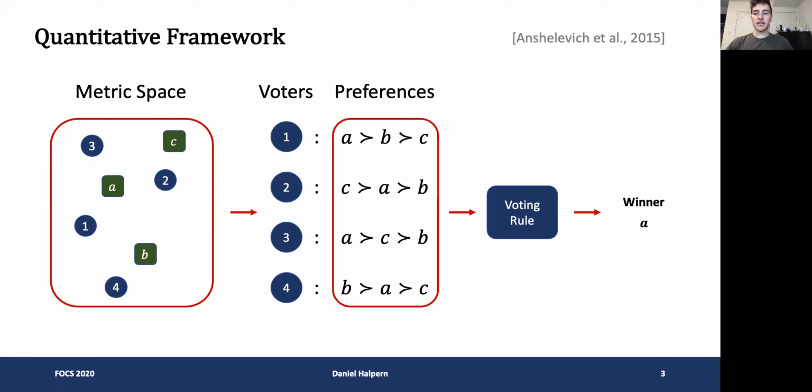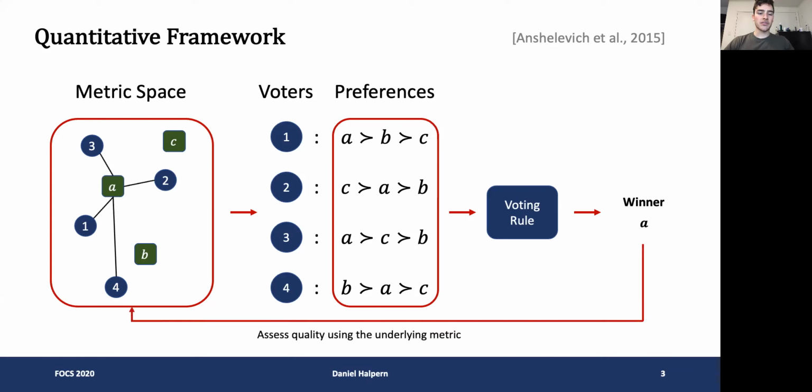And these costs give us a quantitative way to analyze chosen candidates. So when we choose candidate A, we can simply look at the total cost, the sum of the distances from voters to that candidate, and then compare this to other possible candidates. So our goal here is to minimize this total cost. However, since the voting rule doesn't actually see the metric space, it's only given the preferences as input, it may not be possible for the voting rule to exactly minimize this objective. Instead, we might hope that it could approximate this somehow.